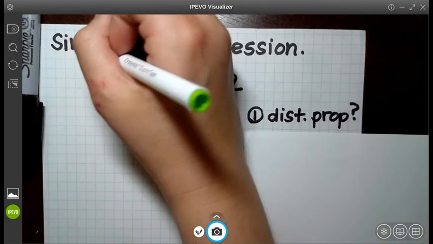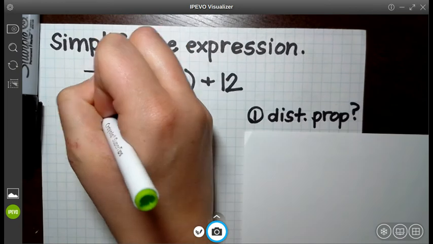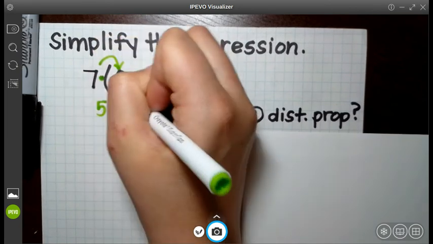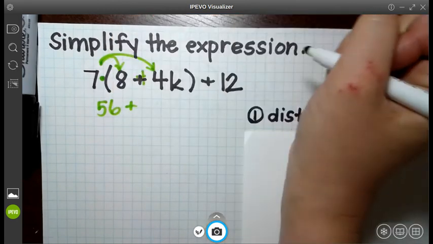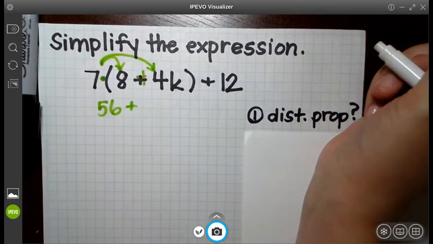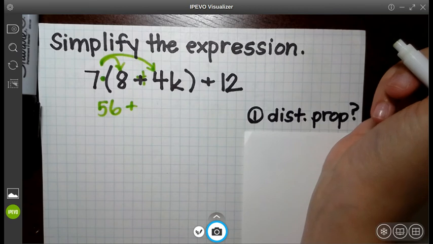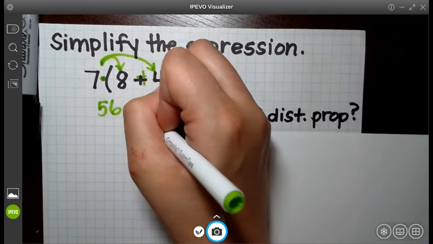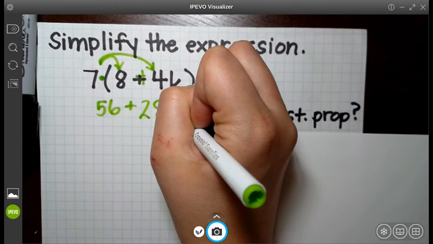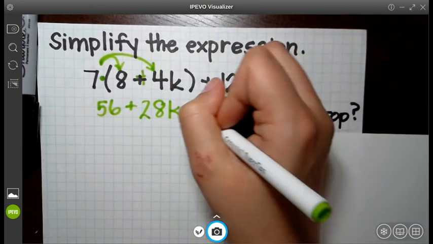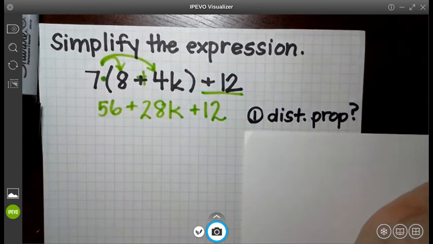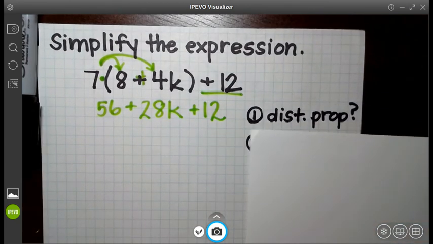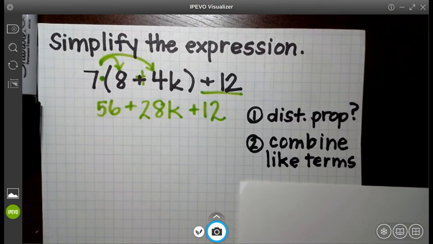So here go my arrows. 7 times 8 is 56 plus arrow, solve. 7 times 4k. That just means I have 7 4ks. So if I have 7 of those, I'm going to have 28k total. And then I just bring down the rest. Everything else is untouched. Now that I took care of the distributive property, I need to combine like terms.